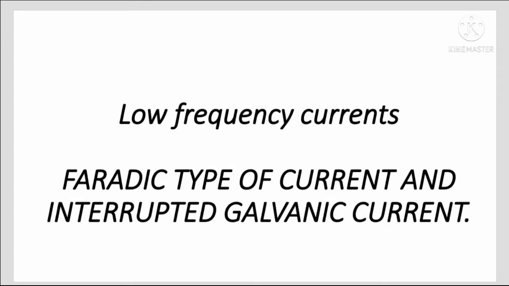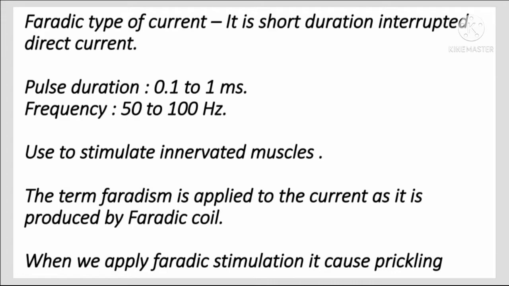Hello everyone. In this video we are going to talk about low frequency currents, that are Faradic type of current and interrupted galvanic current. Faradic type of current is a short duration interrupted direct current. Pulse duration is 0.1 to 1 millisecond. Frequency is 50 to 100 Hz. Used to stimulate innervated muscle.